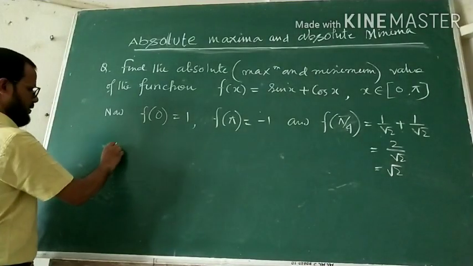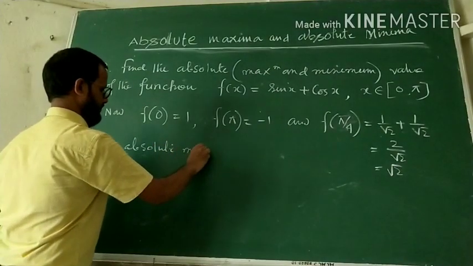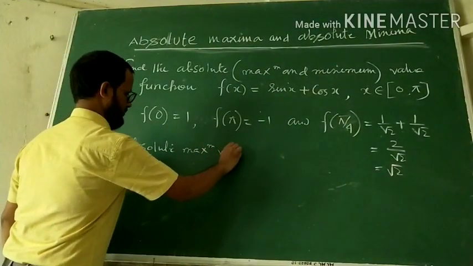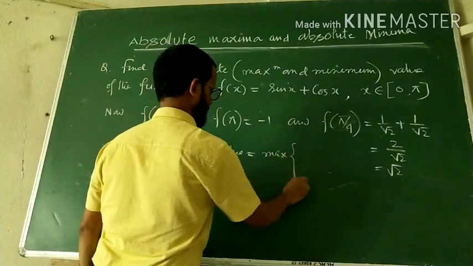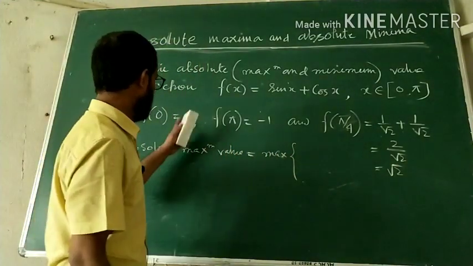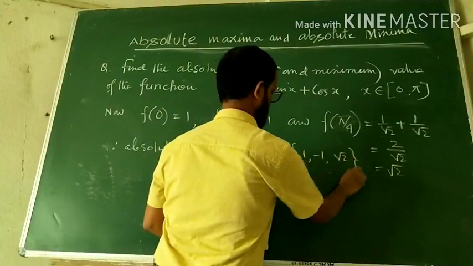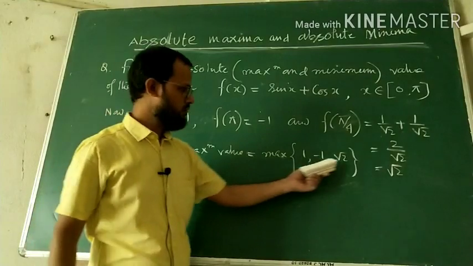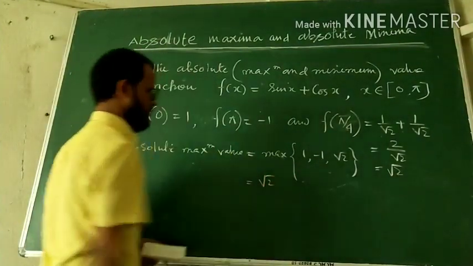Now therefore the absolute maximum value is equal to the maximum of the functional values. What are the functional values? 1, minus 1 and root 2. Among all these values, root 2 is greatest. So you can say it is equal to root 2.